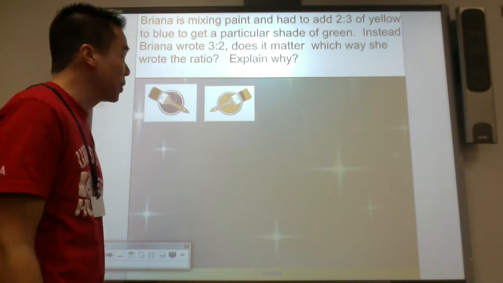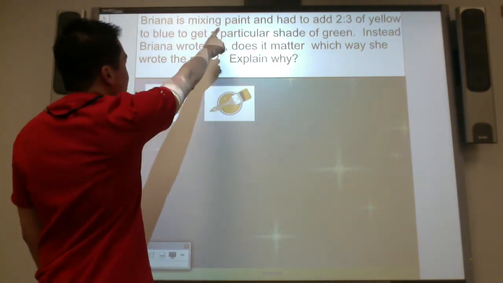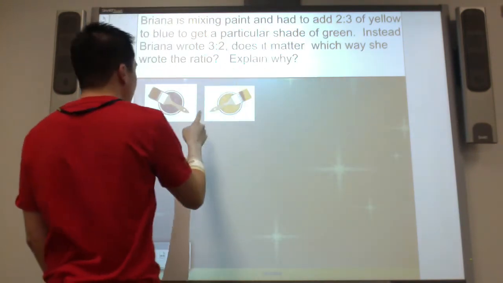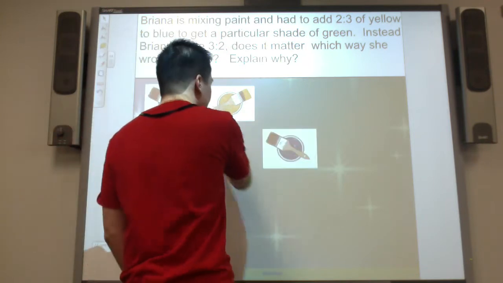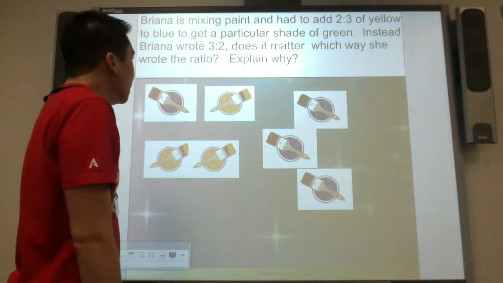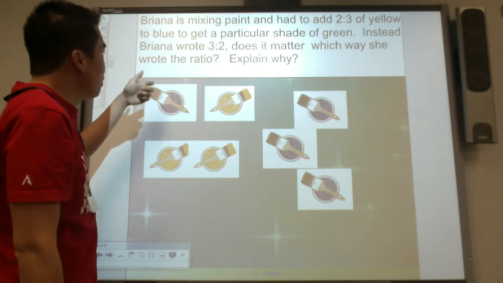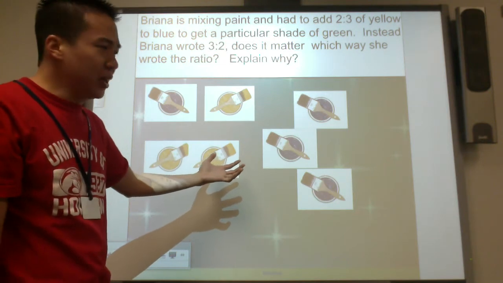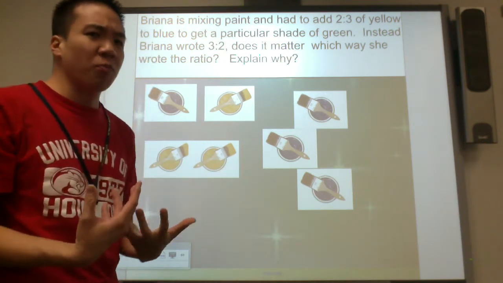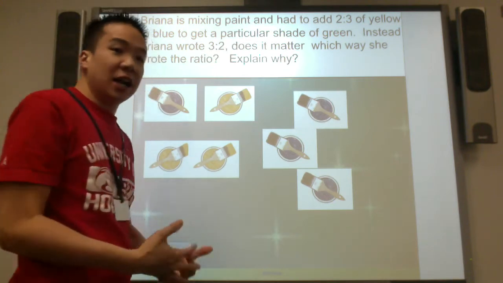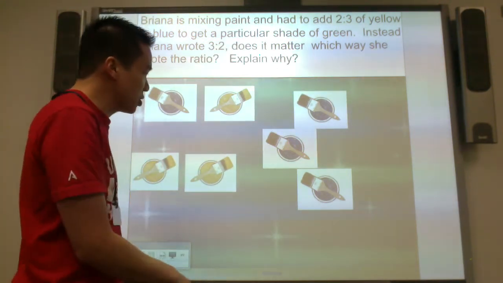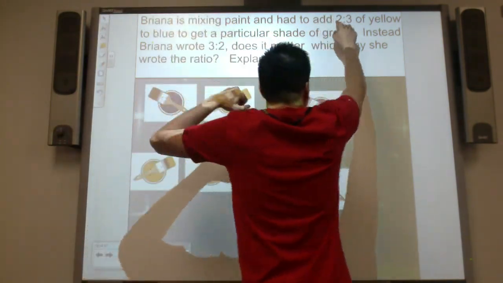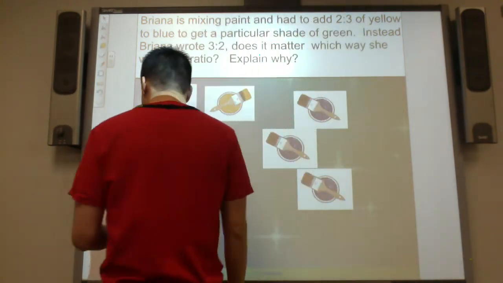Explain why. Yes, it matters because Brianna's mixing paint had to add 2:3 or 2/3 of yellow. So she has 2 yellow, 3 blue. The other way would have been 3 blue and 2 yellow. You wouldn't be able to make green. It'll be a very blue, more bluish turquoise green. So it does matter. It's very important you follow it in particular. For example, it says yellow to blue. Yellow is 2, blue is 3. Order matters.